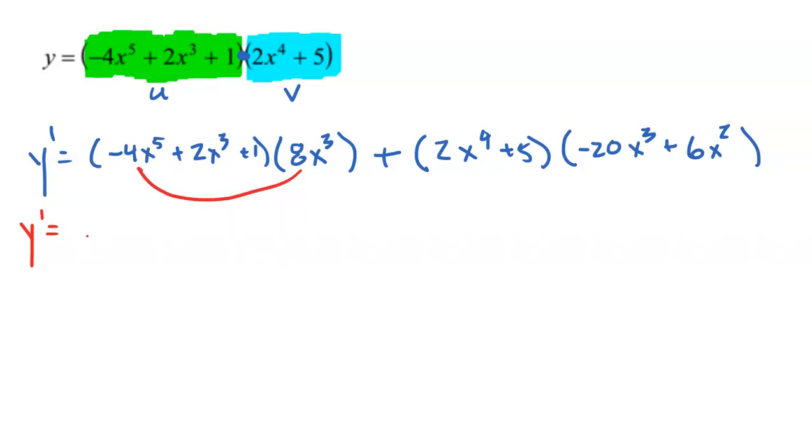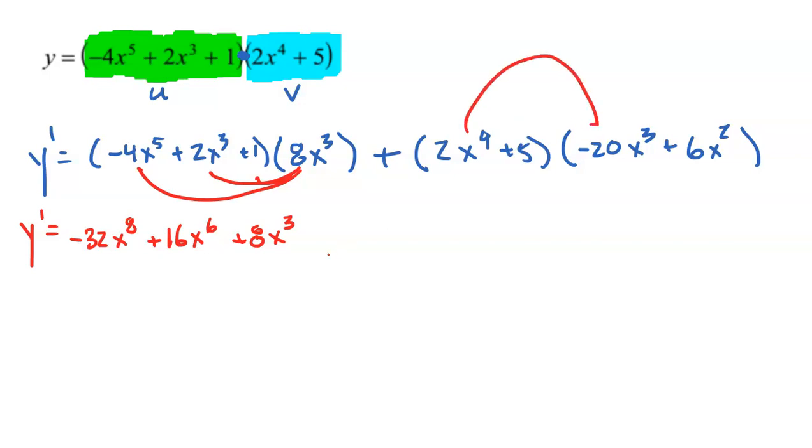Got to do some distribution here, negative 32x to the 8th, 16x to the 6th, 8x cubed. Okay, back here I have a binomial times a binomial, so I got to do a ton of distribution. Let's see, here we got negative 40x to the 7th, 12x to the 6th.